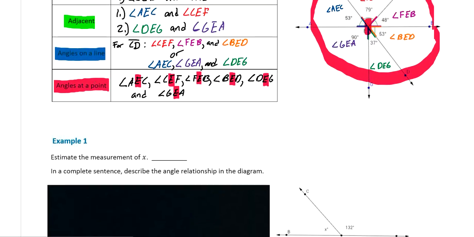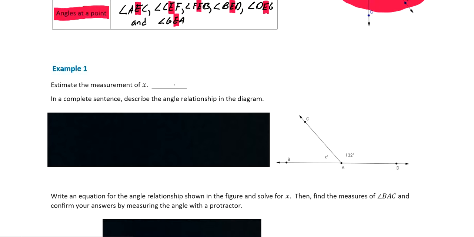Okay, so moving down to some examples, we have 4 examples in which they're going to ask us to estimate the measure of x. We have to do a little work with what we know about angle relationships and with what we know about equations to answer that. I'm going to do the examples. I will also do the exercises, but you guys will have to work on exercises on your own. You're going to have to answer questions before you see how it's actually done. So, into example 1.